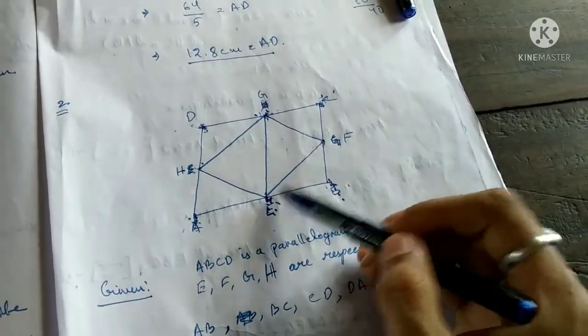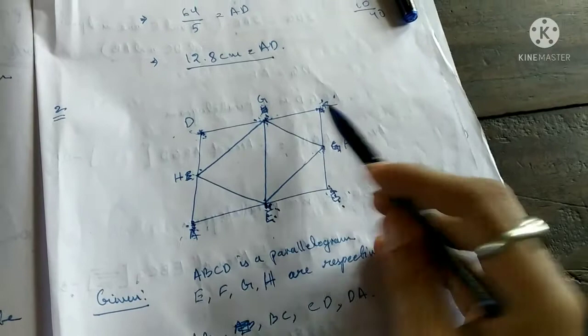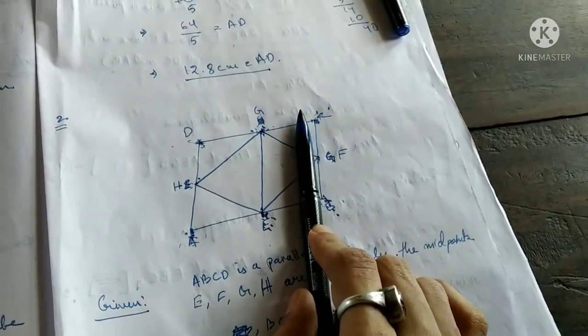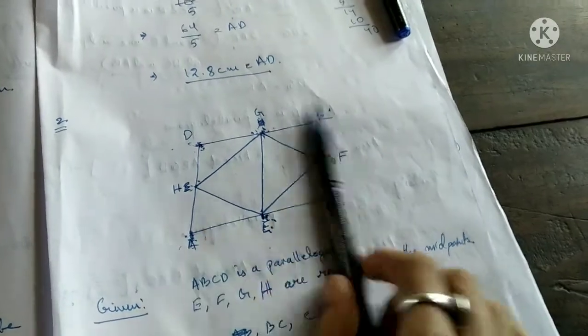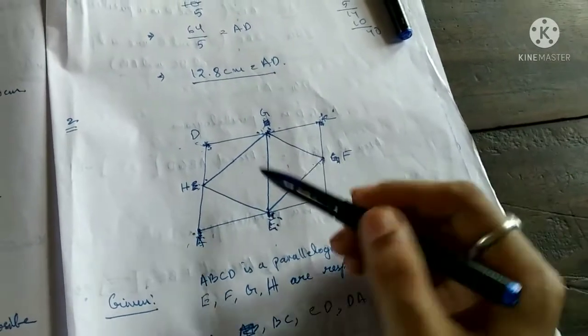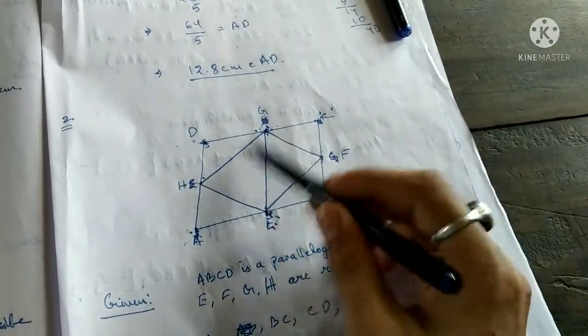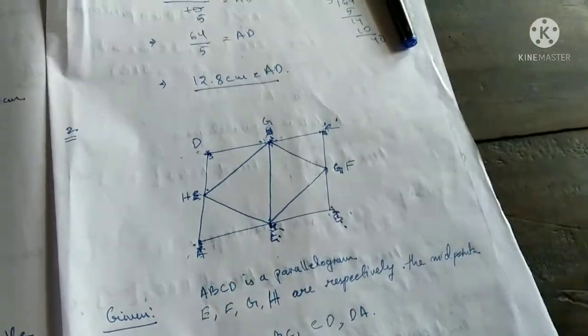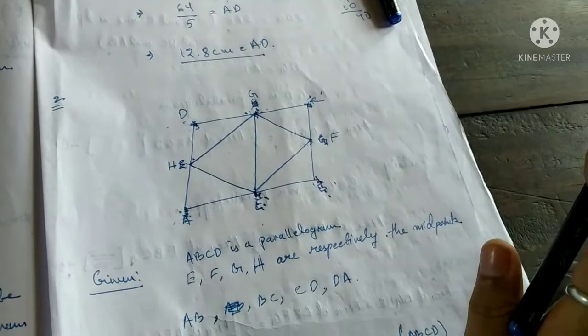Understand? So ultimately I will get area of this triangle plus area of this triangle, I will get area of this whole quadrilateral EFGH. So area of EFGH will be equal to half of area of this parallelogram plus area of this parallelogram. I will get the area of this whole parallelogram. So ultimately I will get that area of EFGH is equal to half area of ABCD. That one only is our proof.